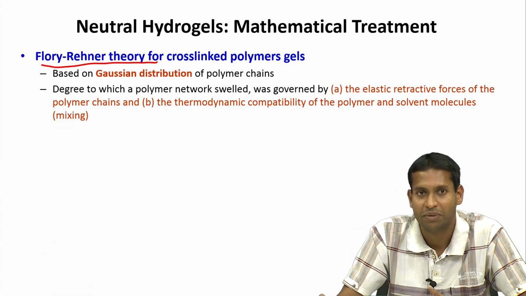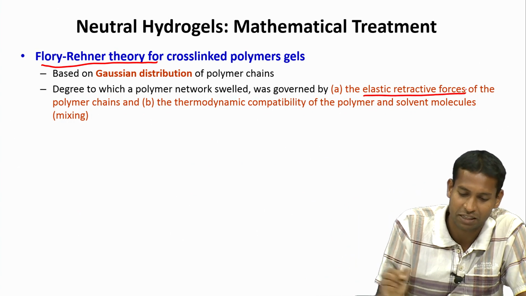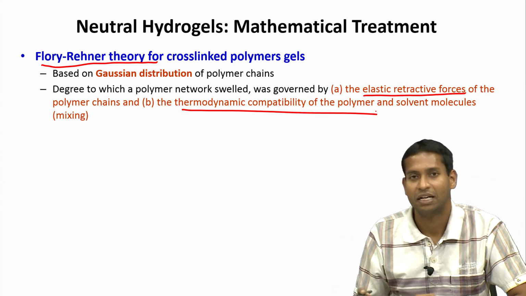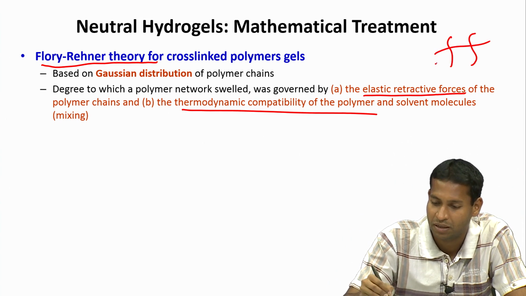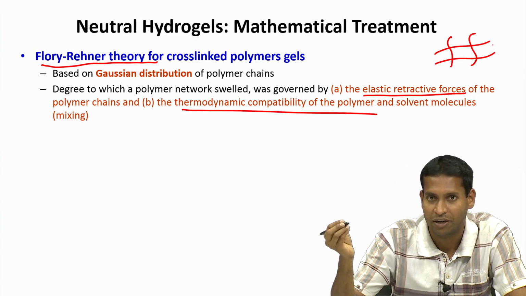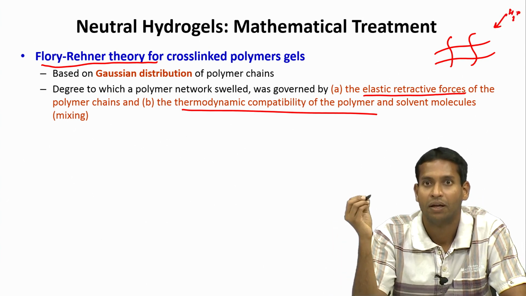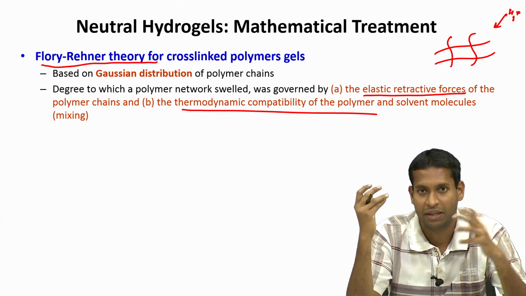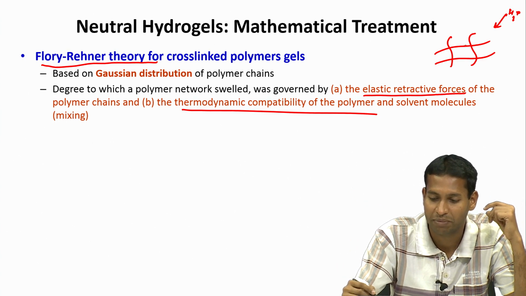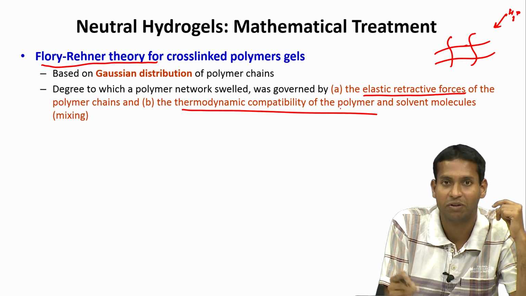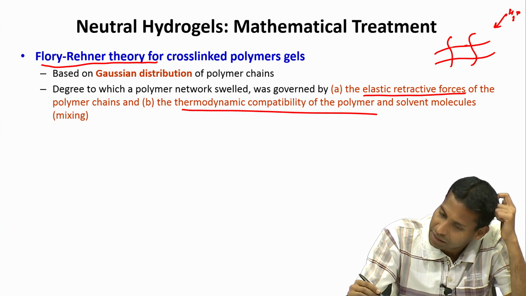The degree to which a polymer network will swell is going to be governed by the elastic retractive forces of the polymer chain as well as the thermodynamic capability of the polymer. What essentially this means is, let us say I have a polymer that is cross linked. As I said, these are hydrogels and they tend to absorb water, but there are some limitations to it. Of course thermodynamically it is favorable for the water to go in and interact with these polymeric chains. That is where the thermodynamic compatibility of the polymer comes from.